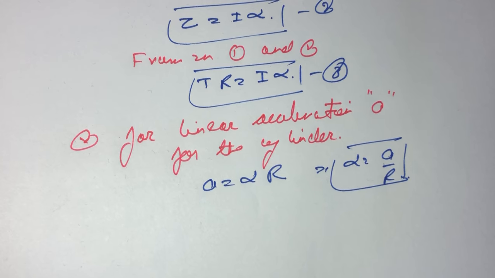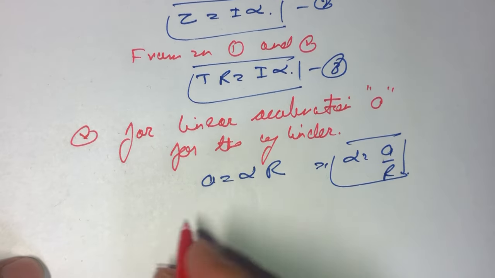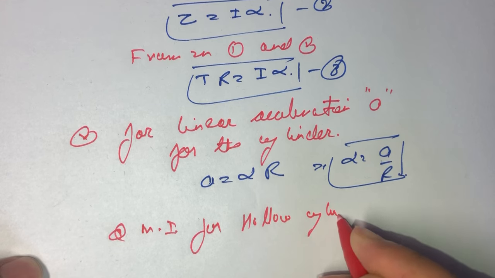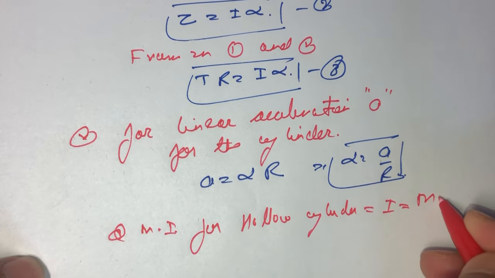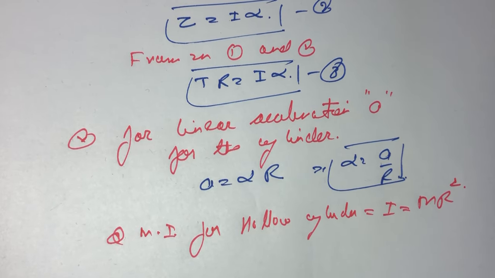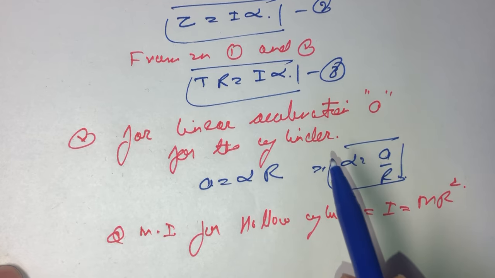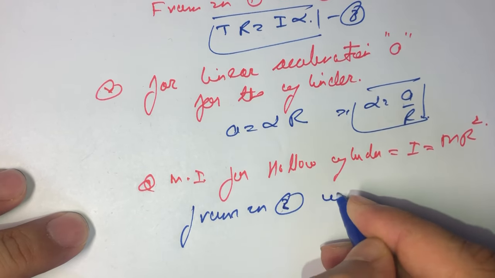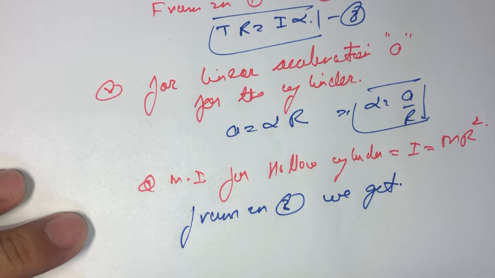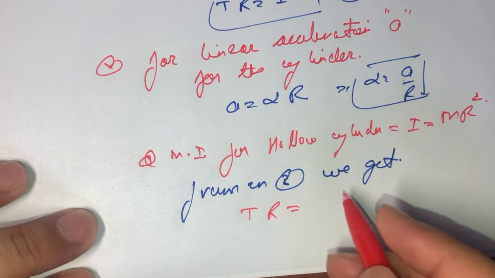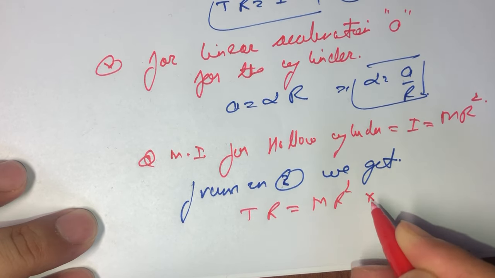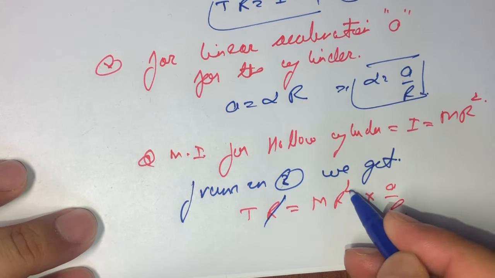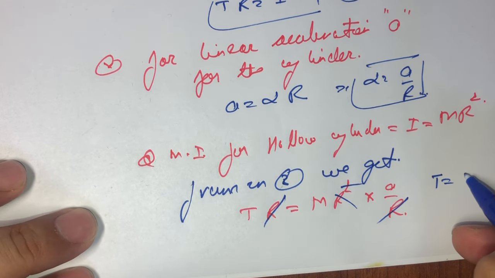And the moment of inertia for the hollow cylinder, that is I, is equal to mass into its radius square. Therefore, we can substitute the value of angular acceleration as well as moment of inertia in equation 3. From equation 3, we get T into r is equal to moment of inertia, given as mr square, and angular acceleration as a upon r. Here r cancels with r, so therefore tension is equal to mass into acceleration.